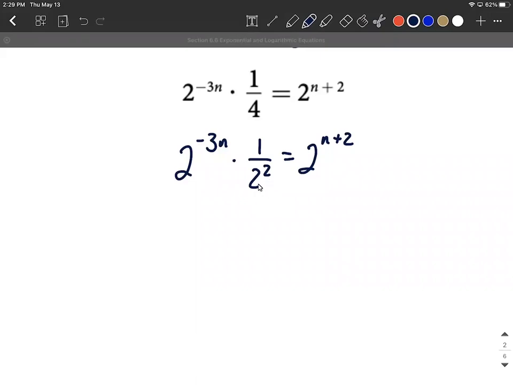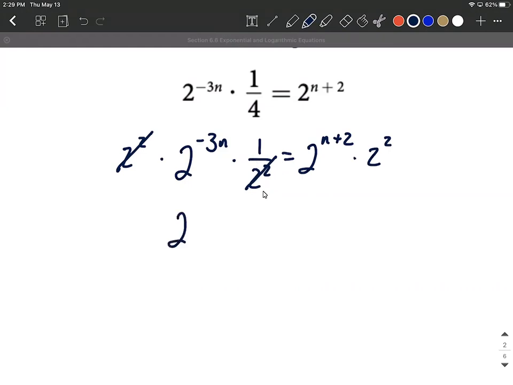Now, the next step is kind of up to you. We could either move this to the other side by multiplying both sides by 2 squared, or you could rewrite this with a negative exponent. I'm going to elect to move it to the other side by multiplying by 2 squared. I think that's the easiest way to see this. By multiplying by 2 squared, it counteracts this dividing by 2 squared. Or, 2 squared over 2 squared makes a 1.